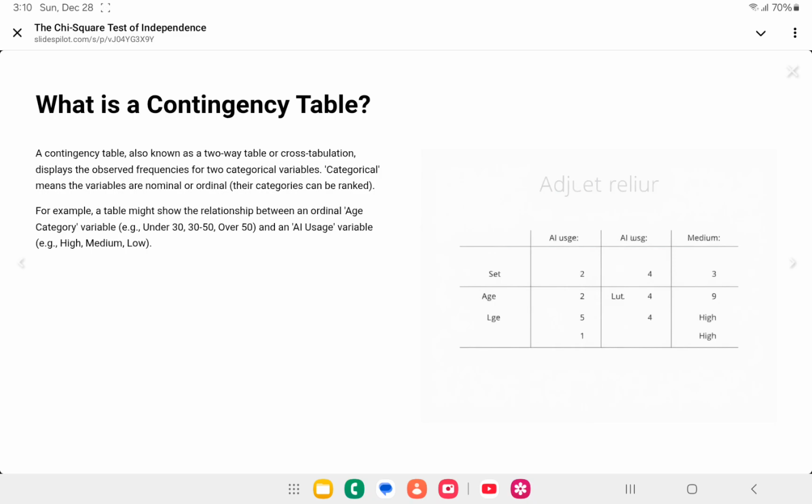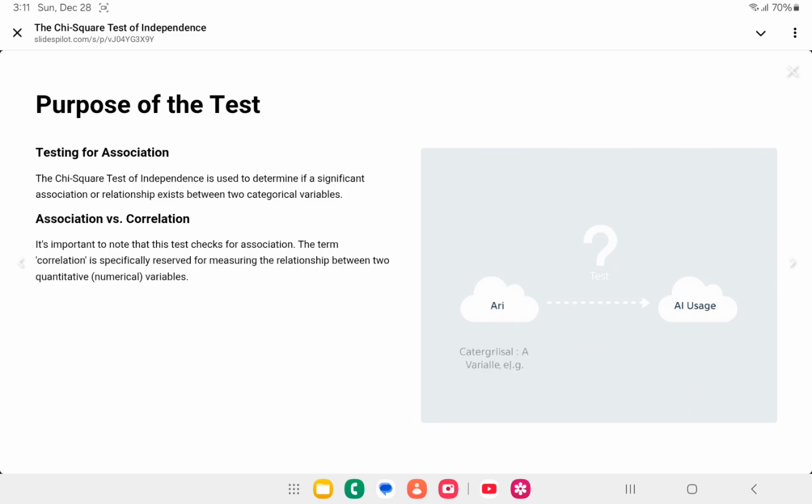The row variable is age category, consisting of 4 categories. The column variable is AI usage, consisting of 3 categories. We refer to a table with this structure as a 4x3 contingency table because it has 4 rows and 3 columns. The chi-square test of independence is often employed to determine if a significant association or relationship exists between two categorical variables. Note that we are not testing for a correlation. The term correlation is reserved for relationship between two quantitative variables.